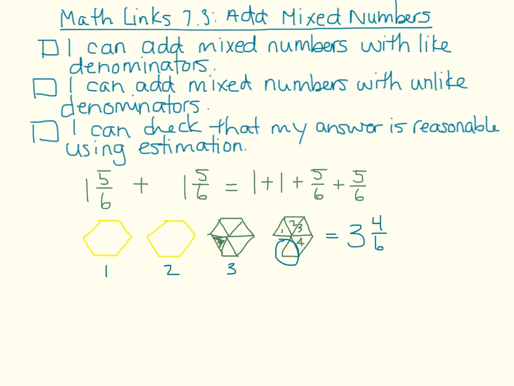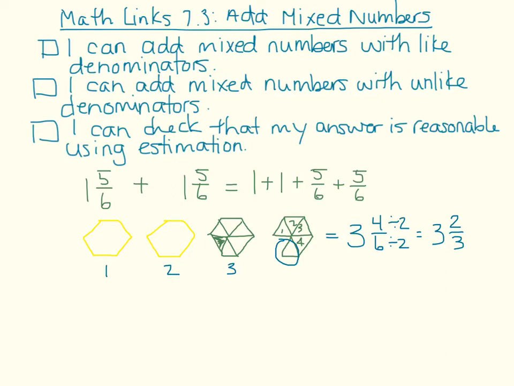Of course, we have to make sure that this is in lowest terms, so we can look at this and see, is 4 divisible by the same number? It's divisible by 2. Whatever we do to the top, we do to the bottom. So now we have 3 and 2/3. So there are 3 and 2/3 of a pizza left.